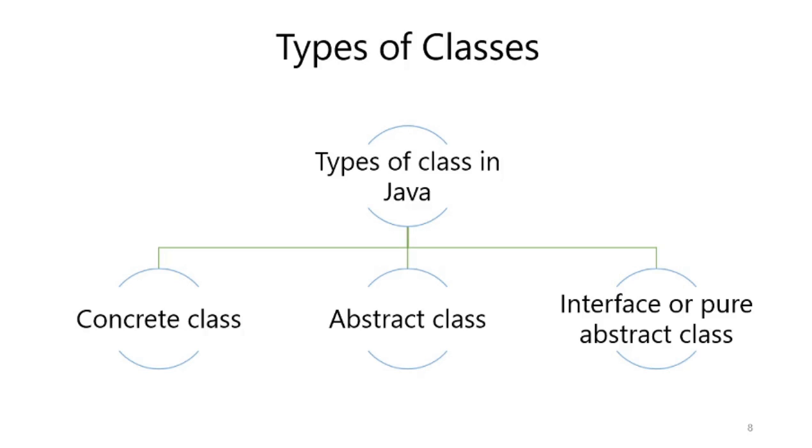Next part is the types of the classes. So Java allows creation of the following types of classes. What are the types of the classes? Three types: concrete class, abstract class, and interface or pure abstract class. Now concrete class means what? It is a class which can be instantiated. It is a complete class which defines data members, defines constructors, defines methods, that means member functions, and can also be a subclass, that means it can be used in inheritance.